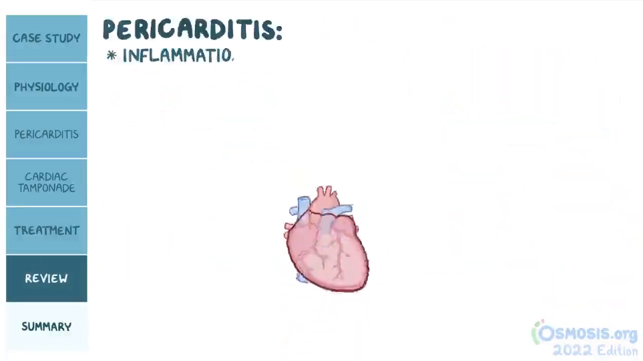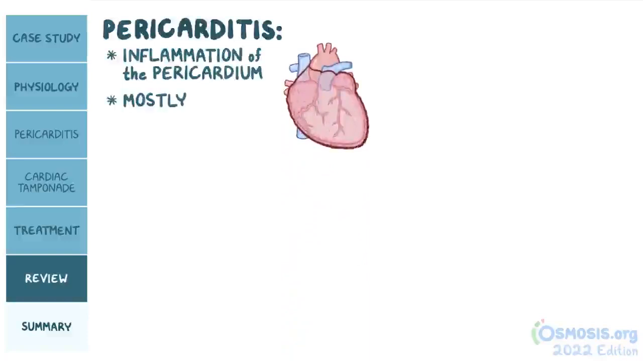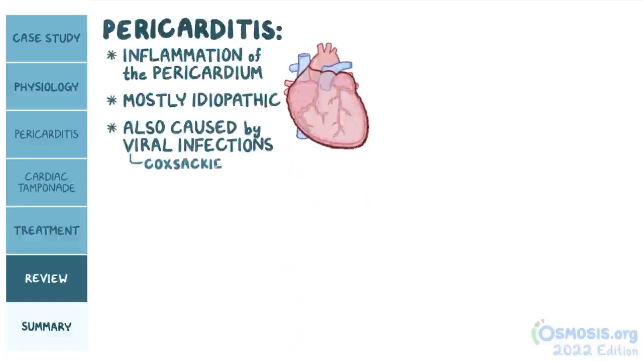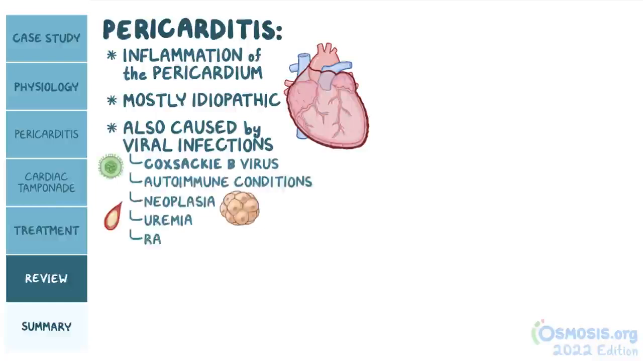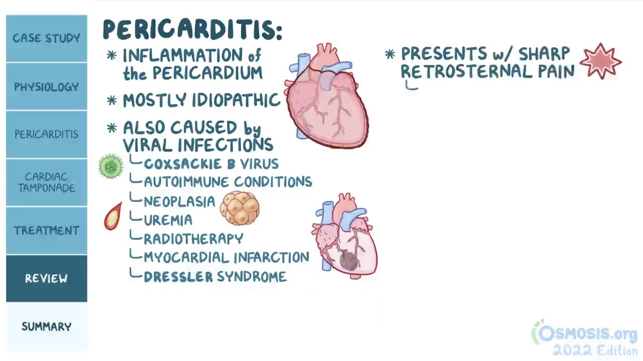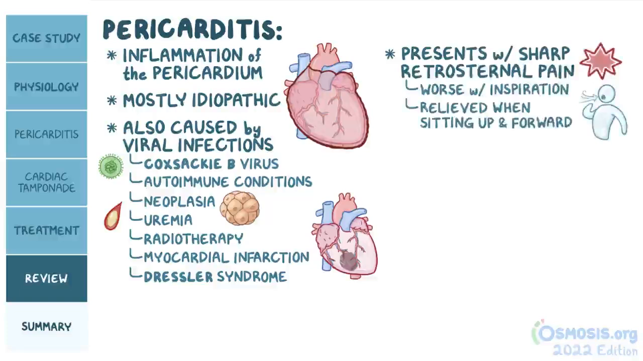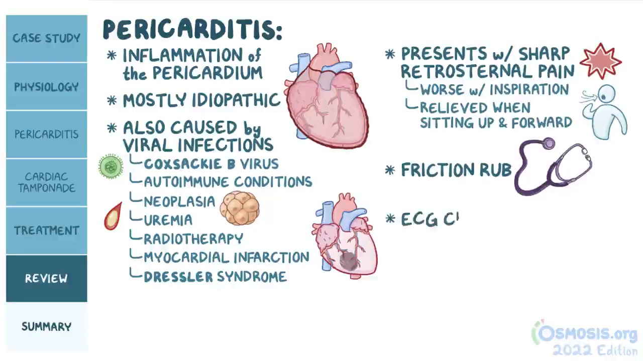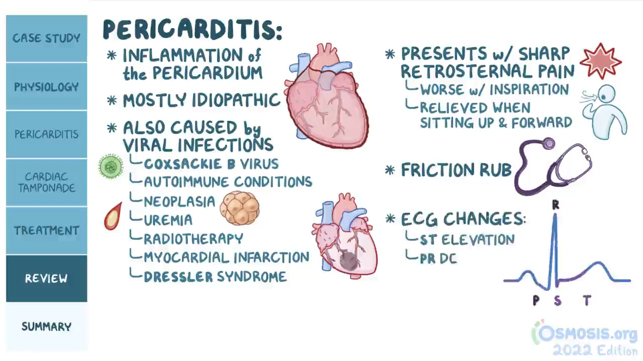Pericarditis is inflammation of the pericardium, and in most cases, it's idiopathic. It can also be caused by viral infections, like Coxsackie B virus, autoimmune conditions, neoplasia, uremia, radiotherapy, myocardial infarction, and Dressler syndrome. It presents with sharp retrosternal chest pain that gets worse with inspiration and is relieved when sitting up and leaning forward. The important sign to look for is a friction rub, which can be auscultated. ECG changes in pericarditis include ST segment elevation and PR depression.